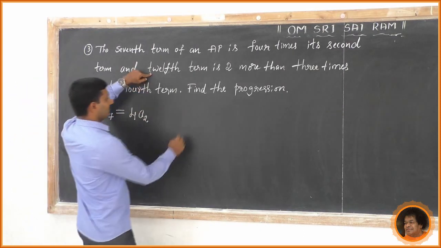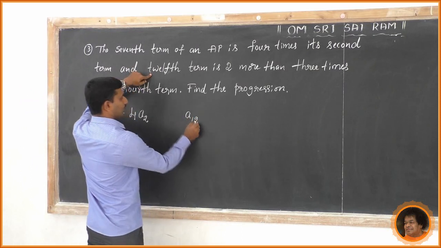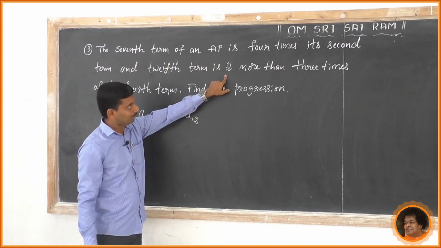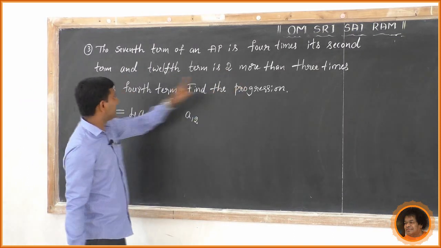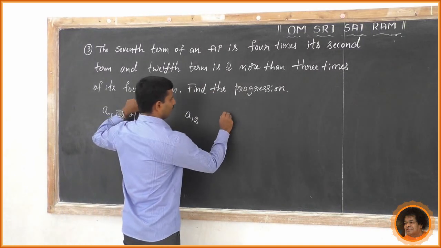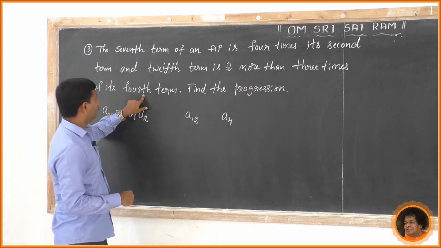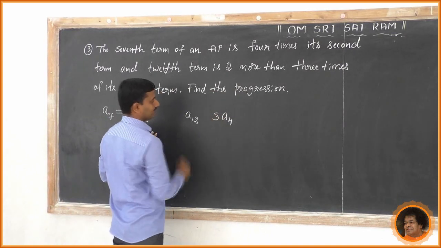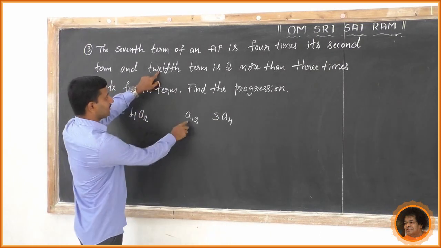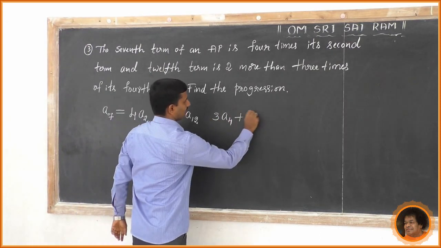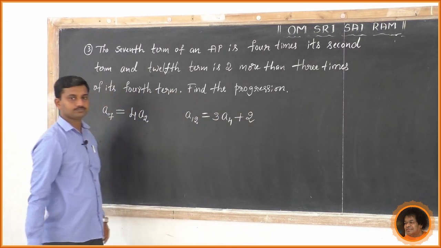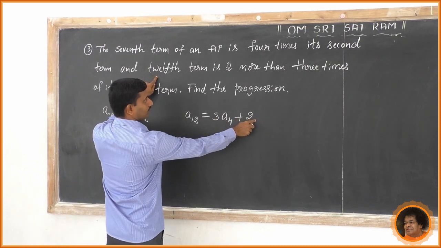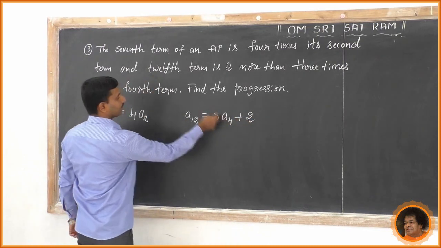And the next one, 12th term, is written as A12. It is 2 more than 3 times its 4th term. The 4th term is A4. 3 times its fourth term means multiply by 3. The 12th term is 2 more, plus 2, which is equal to A12.